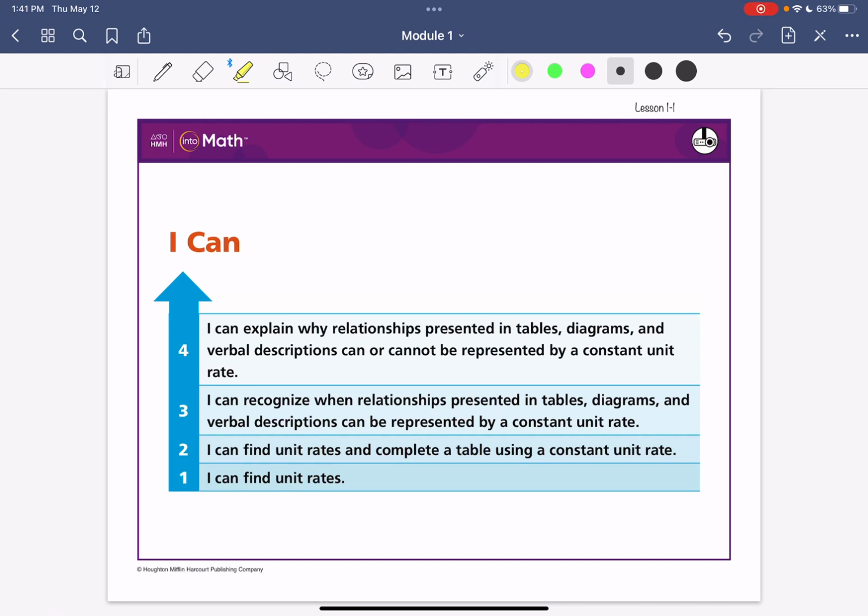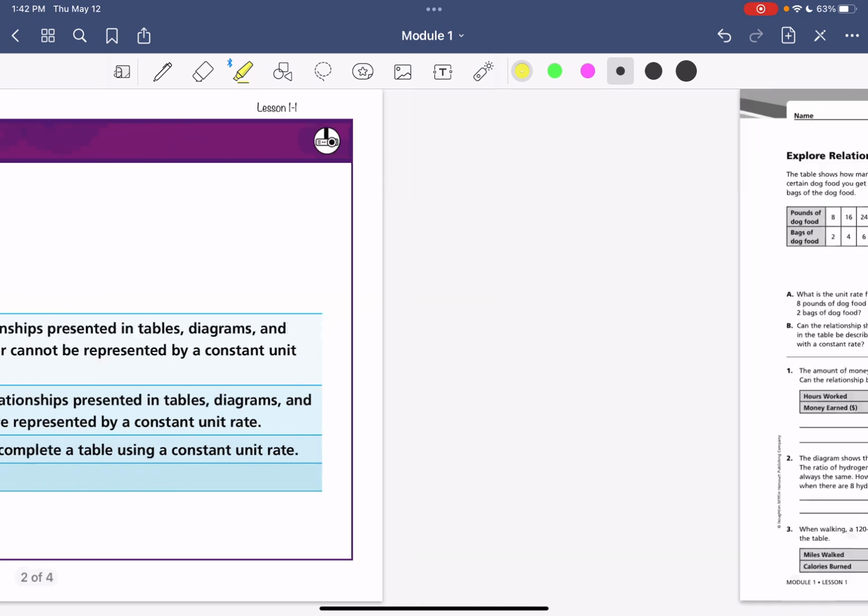Here is grade 7, module 1, lesson 1. Our I can statement for this lesson is that I can explain why relationships presented in tables, diagrams, and verbal descriptions can or cannot be represented by a constant unit rate. So what we are going to work on today is that constant unit rate.